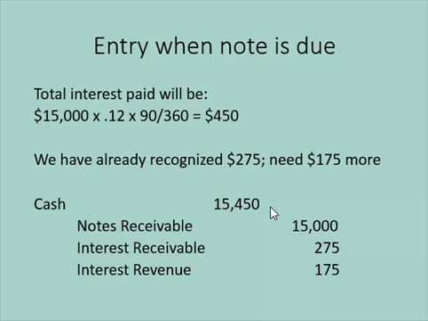We'll debit cash for the principal plus total amount of interest received, credit notes receivable to remove it from the books, credit interest receivable, because remember we put this amount onto our balance sheet last year, so we need to remove it since the interest is being paid in full, and finally credit interest revenue for the $175 in interest that we've earned since the beginning of this year until February 4th, the due date.